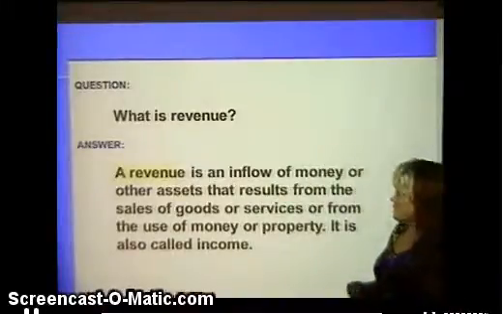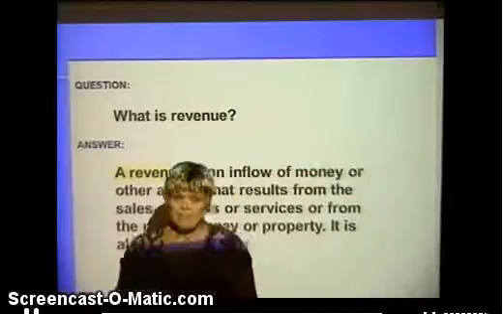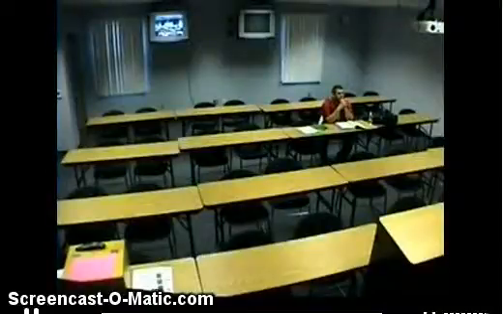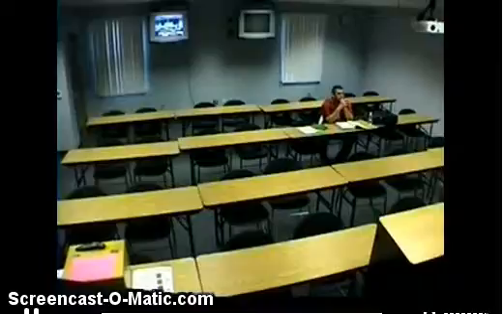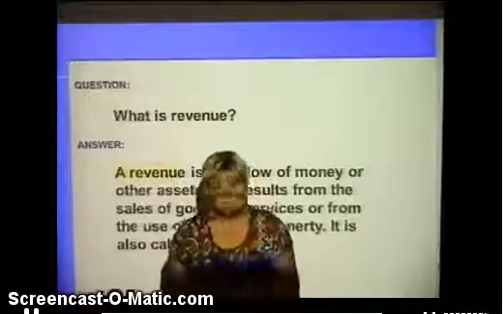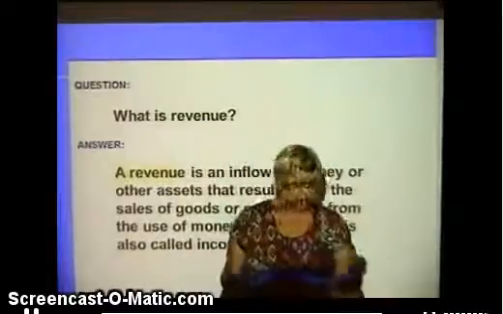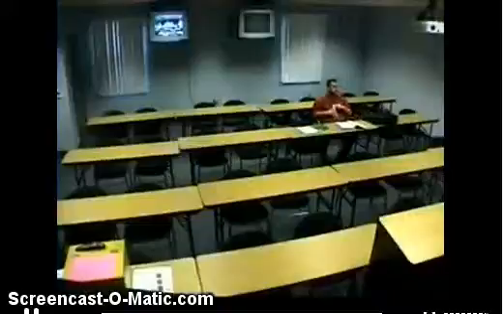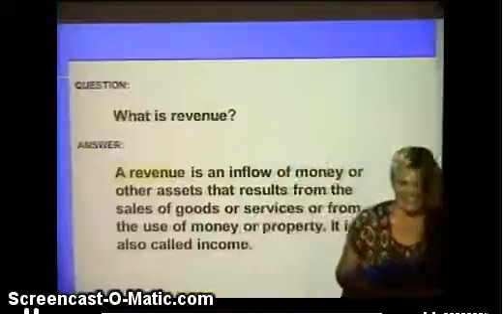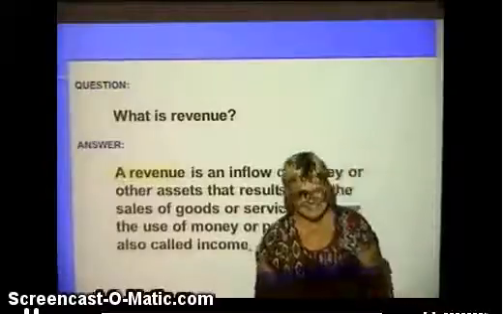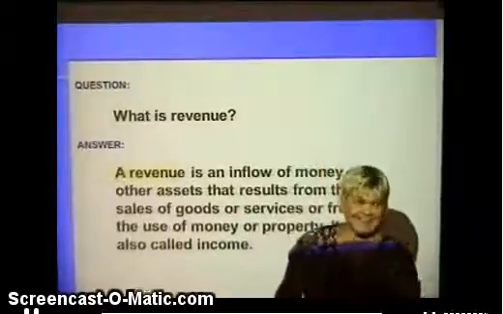So, what could be an asset that comes in with revenue that's not money? Accounts receivable. Well, I think of that as money. It's just not there yet. Okay. Revenue is a result of sales. So somebody might want to pay you in bartering. And chickens. Free chickens. Eggs.